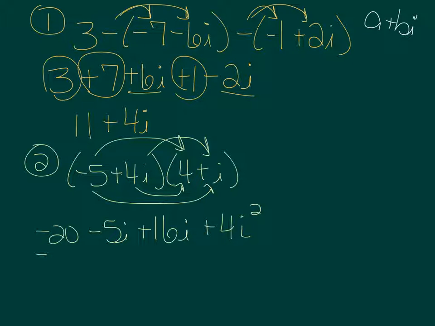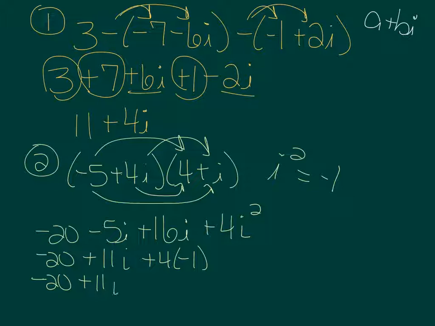Now we're going to clean it up. Bring down the -20. -5i plus 16i is 11i. And then keep in mind that i squared is -1. So this is going to be 4 times -1. So I have -20 plus 11i minus 4. I can combine my -20 and my -4, so I get -24 plus 11i.